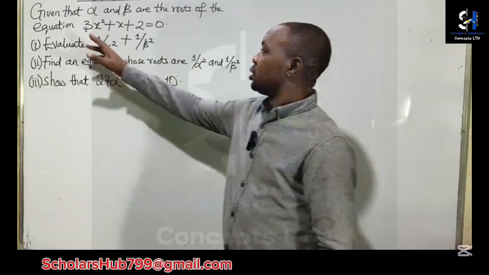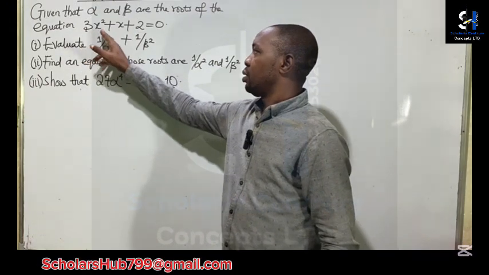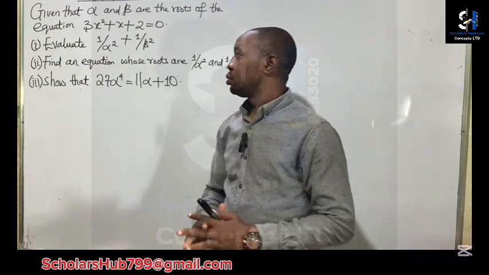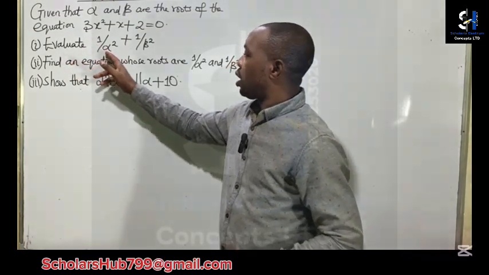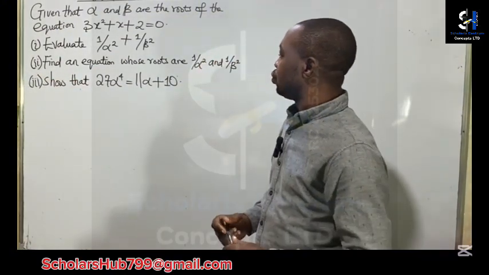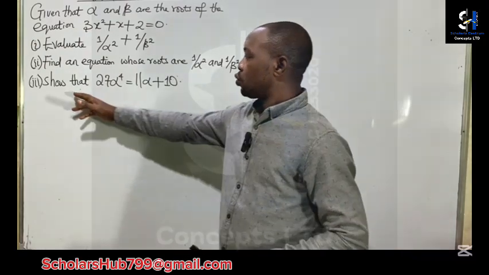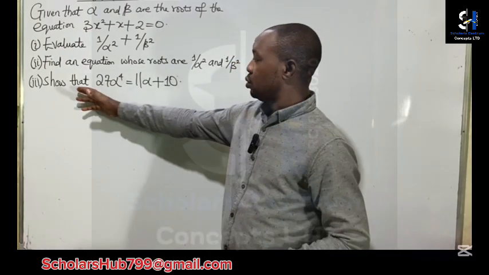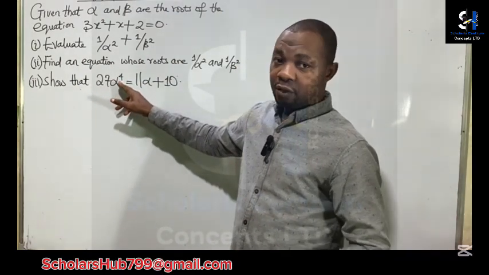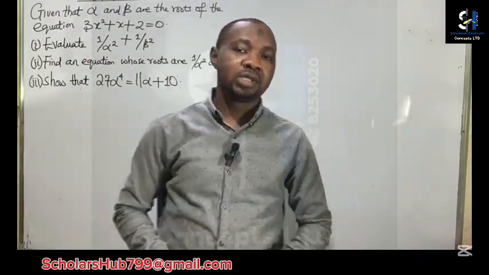The question reads: given that alpha and beta are the roots of the equation 3x squared plus x plus 2 equals 0, that is a quadratic equation. We want to evaluate 1 over alpha squared plus 1 over beta squared. Then also find an equation whose roots are 1 over alpha squared and 1 over beta squared. The third part is to show that 27 alpha to the fourth power equals 11 alpha plus 10. Now let's see how this can be done.